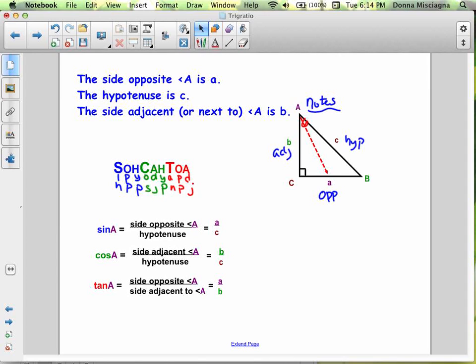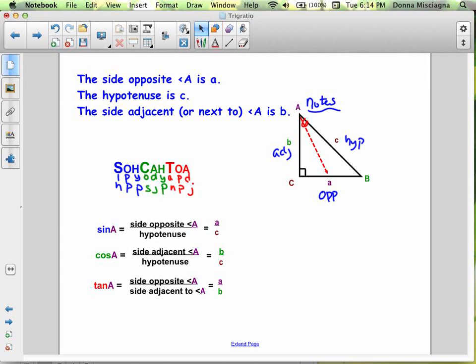All right, so second to final reminder, using our triangle here, sine A would be the side opposite angle A over the hypotenuse. It'd be A over C using our triangle that we see right here. Cosine A is the side adjacent to angle A over the hypotenuse. So in our example here, it'll be B over C. And tangent is the side opposite angle A over the side adjacent to angle A. So for our example here, it would be A over B.